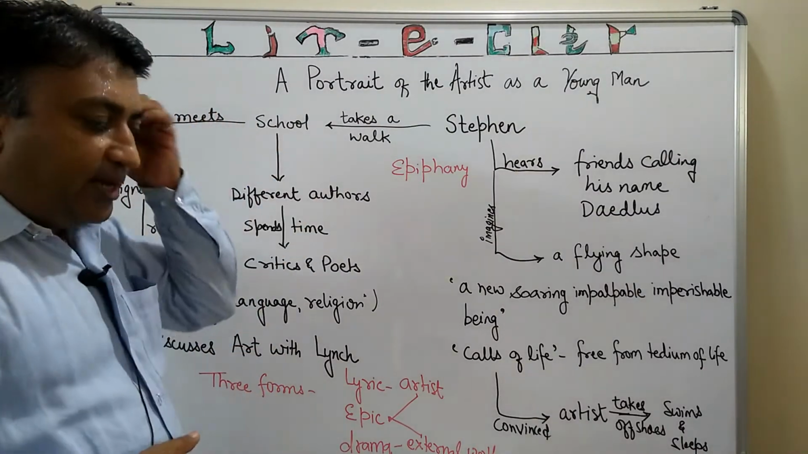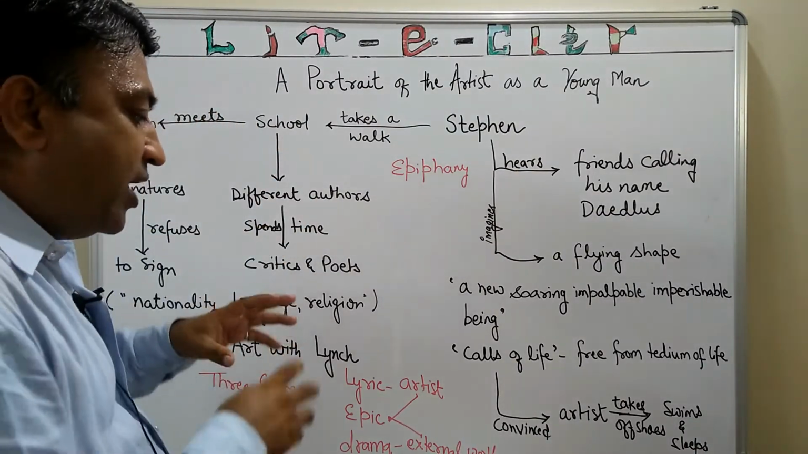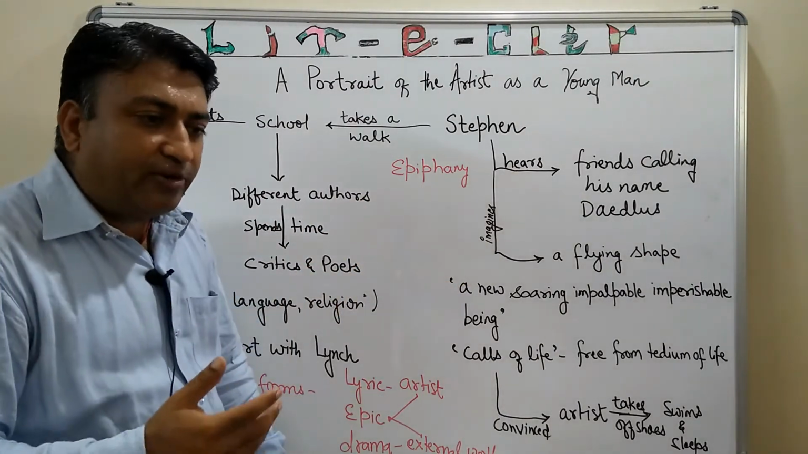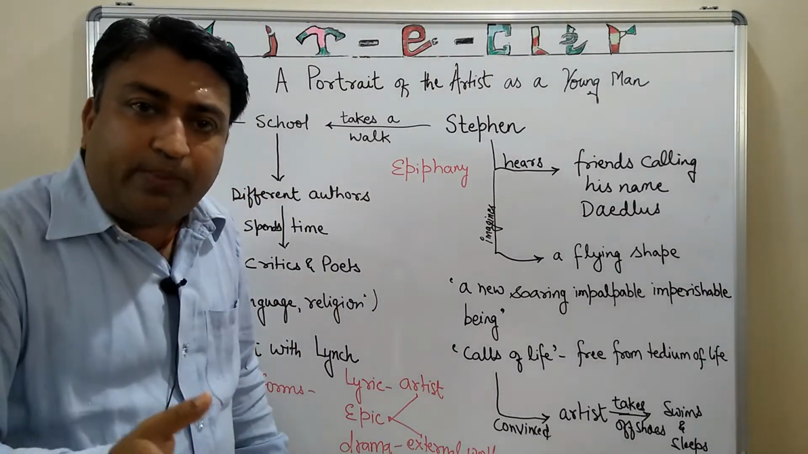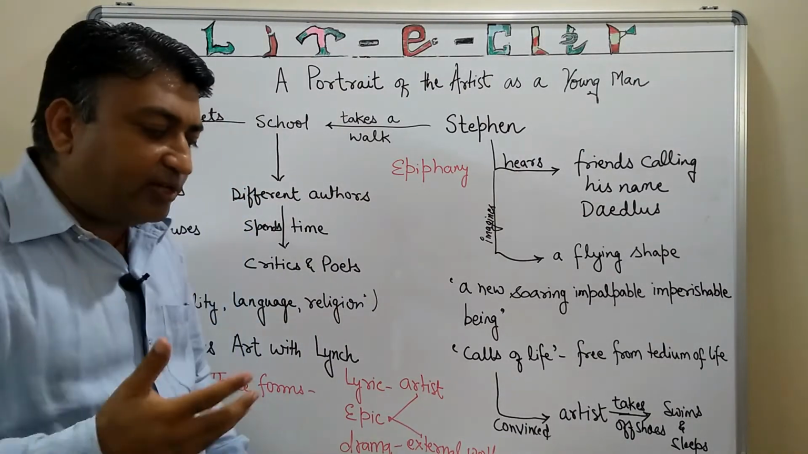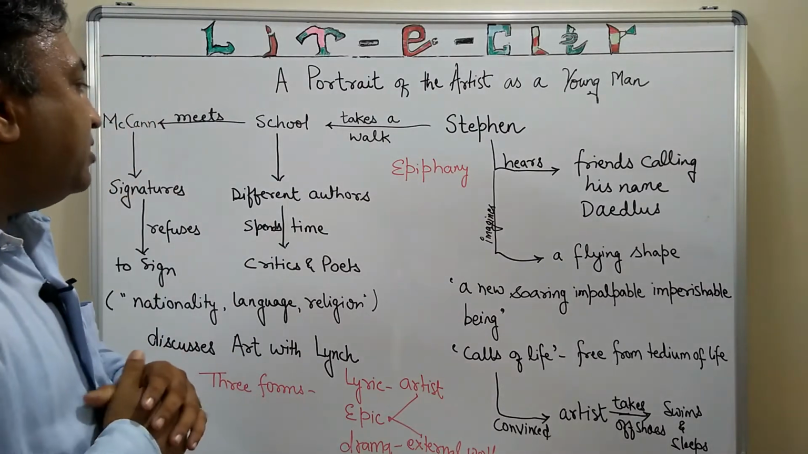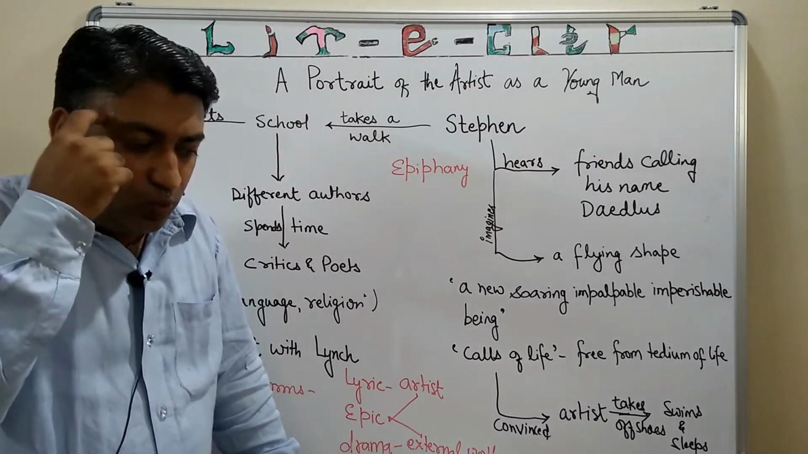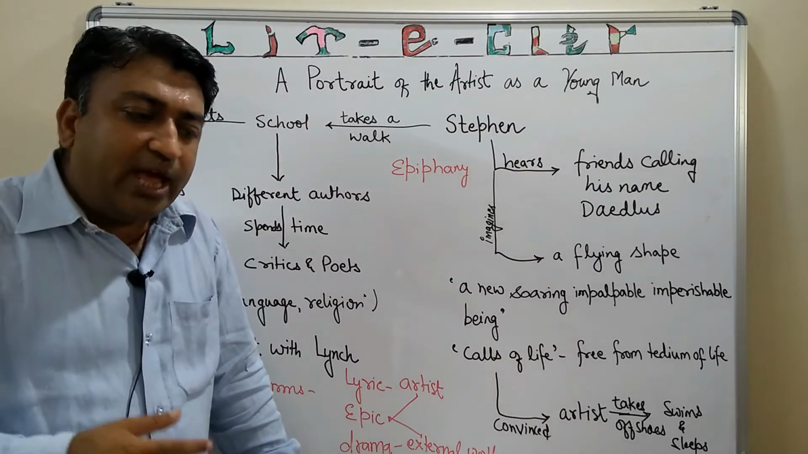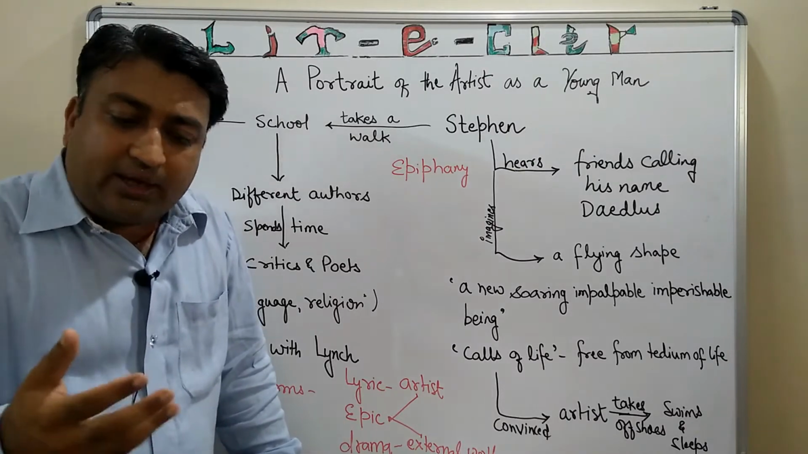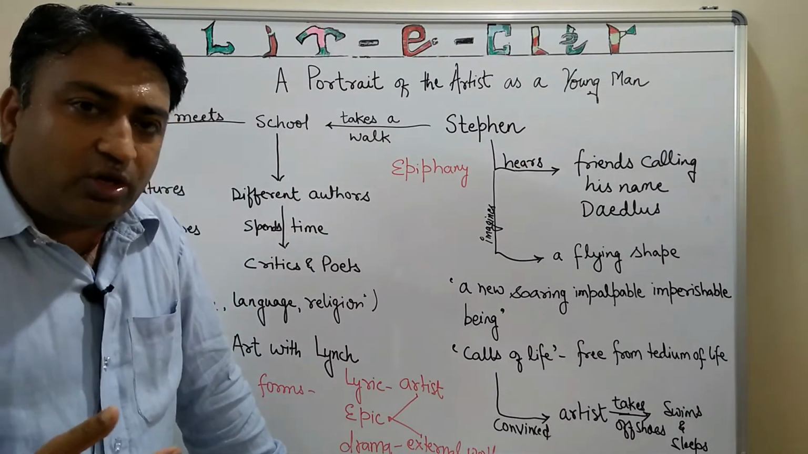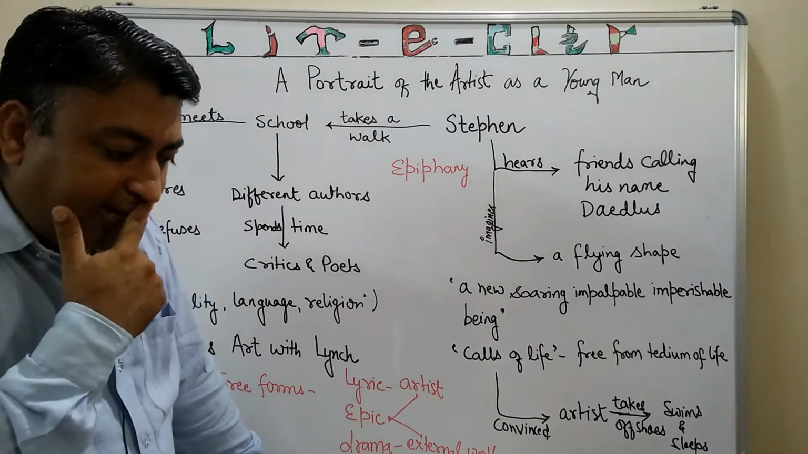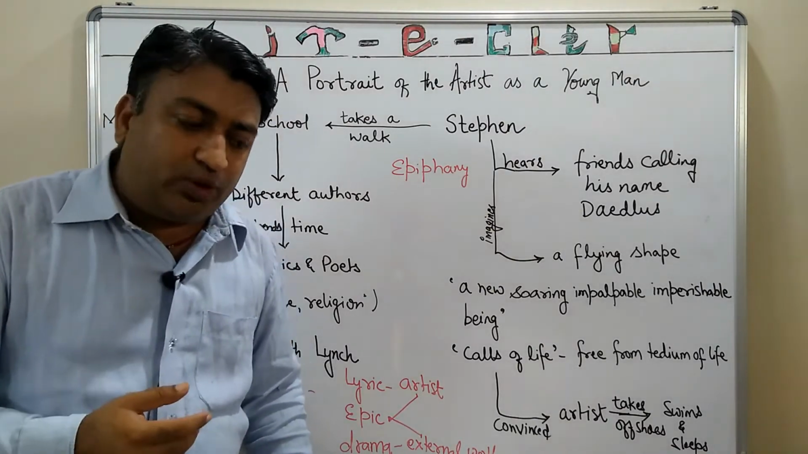Now, when the next day he is taking a walk to the school, different patches during this walk remind him of different writers like Hauptmann, Newman, even Ibsen. He thinks about these writers, and then he spends a lot of time in the library of the school. He is not interested in taking classes. There in the library, he reads classical critics like Aquinas, Aristotle, and also Elizabethan poets. He has discussions with his friends regarding the principle of beauty and other things.